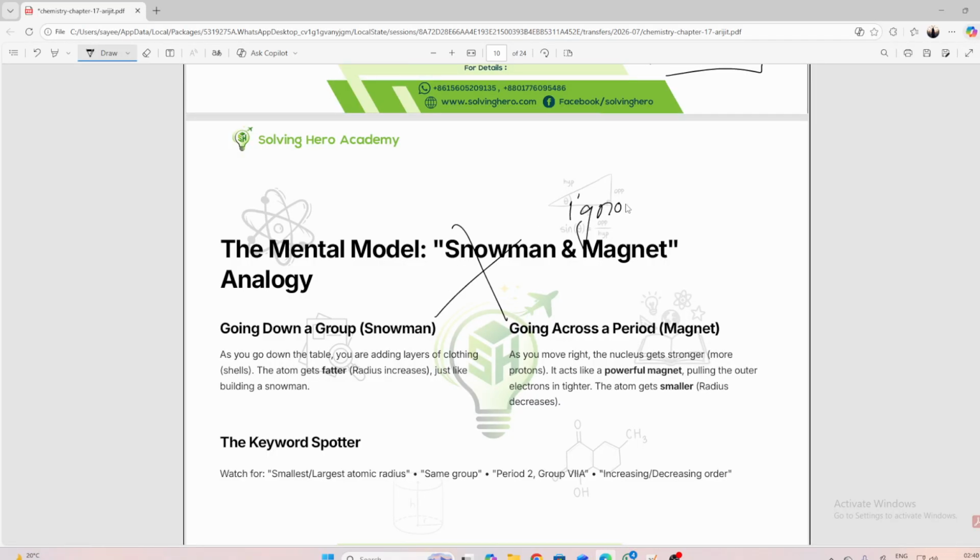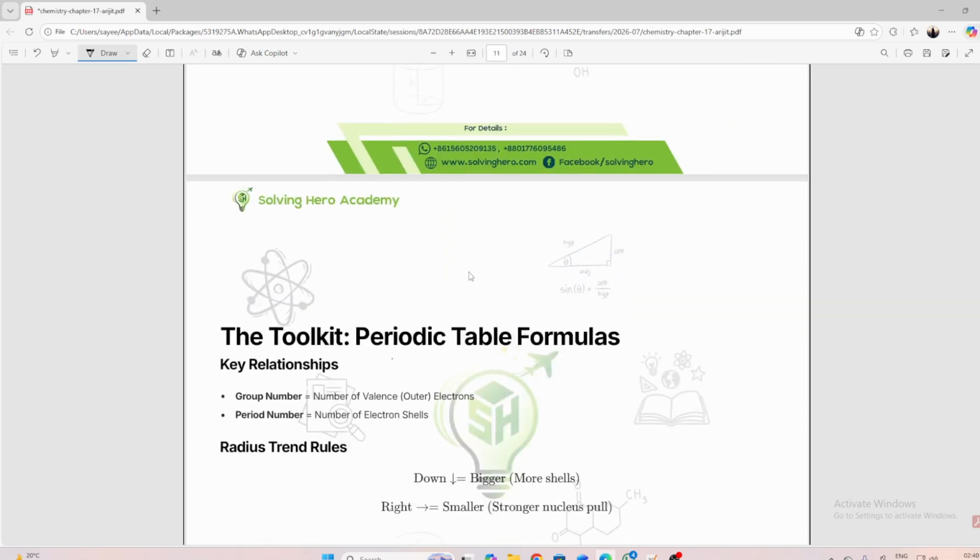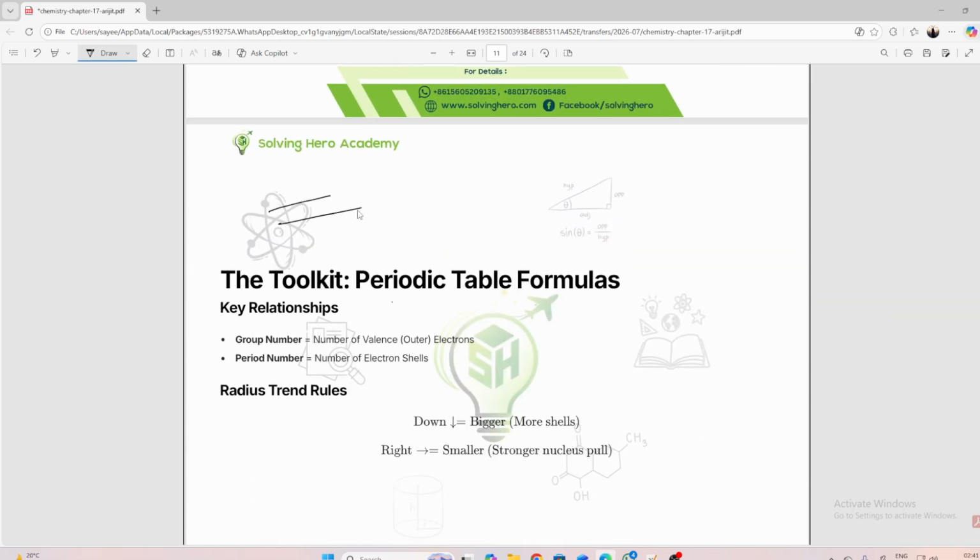So you have to totally ignore this slide. The slide number is 10. Ignore this slide, and also you have to read this. Am I clear? So this is most important.